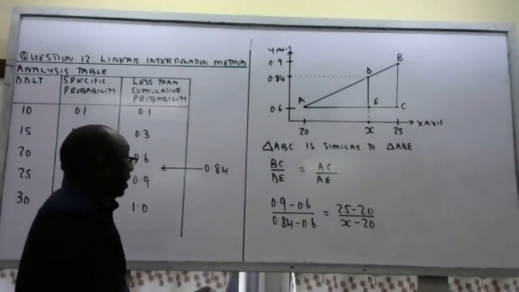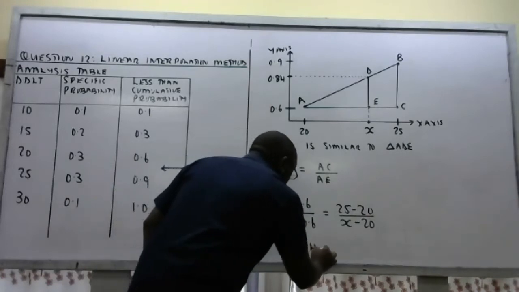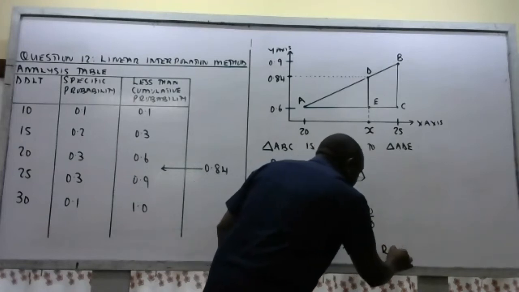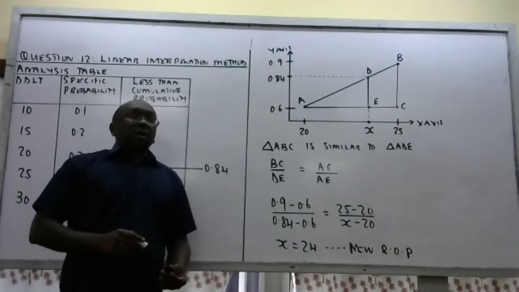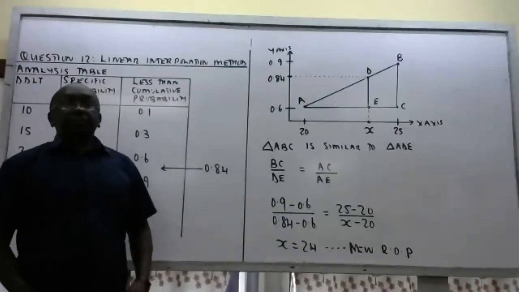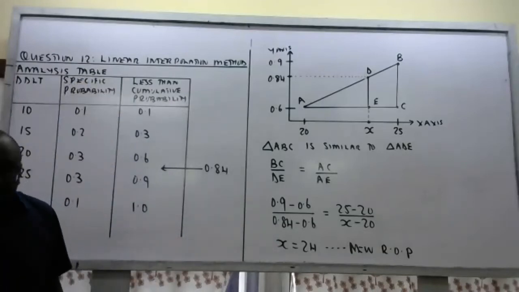What did you get as X? 24. Now this one is the new reorder point. This method does not help us to get the safety stock. It only shows you the new reorder point.